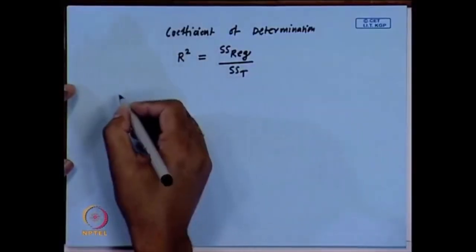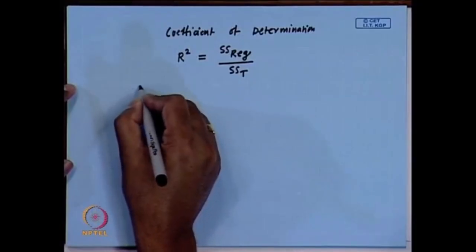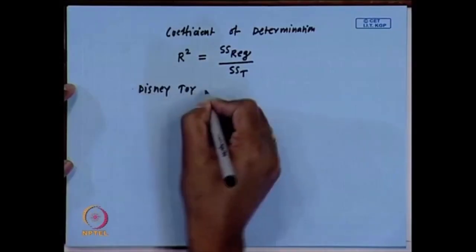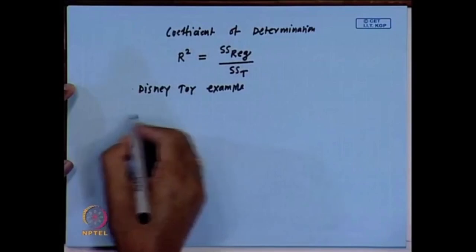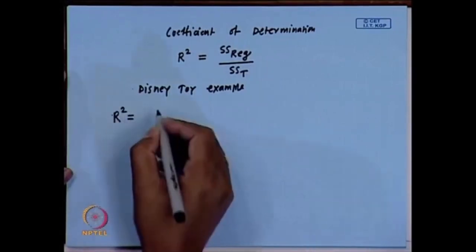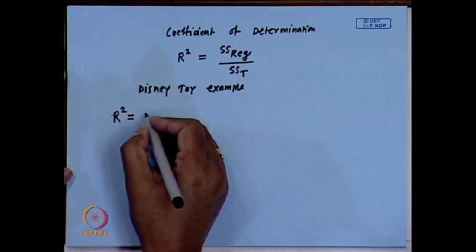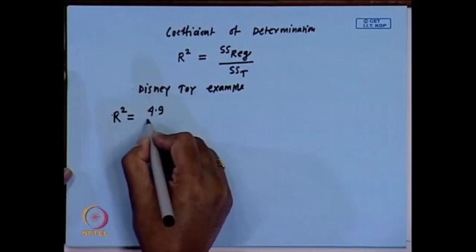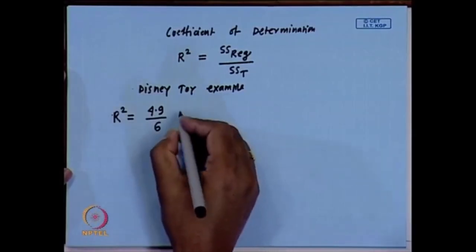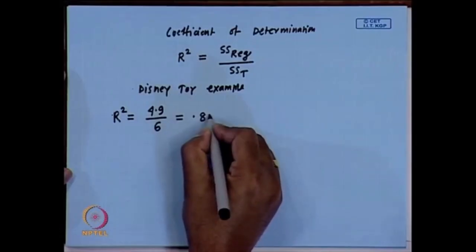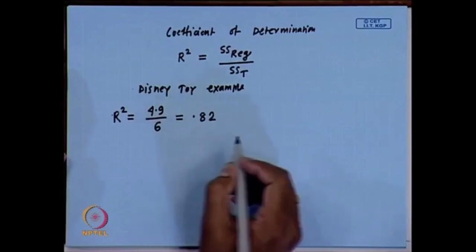For example, if we consider the Disney toy example, there R square is equal to SS regression, which was 4.9, and SST is 6. So, this is equal to 0.82. The meaning of this is that 82% of the total variability in the response variable, or the total variability in sales amount, is explained by the amount of money spent on advertisement.